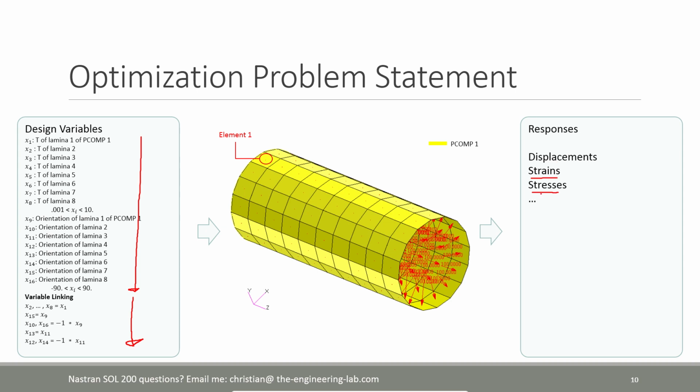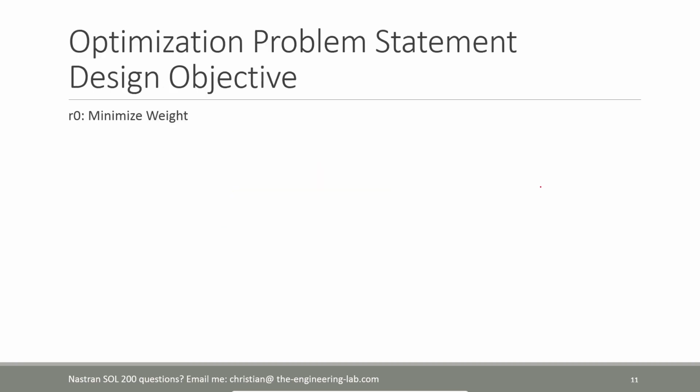This is your opportunity to specify which of these responses are going to be your objective and which are your constraints. So here, for example, your finite element model is going to have a weight response. Our objective for this example is to minimize the weight.